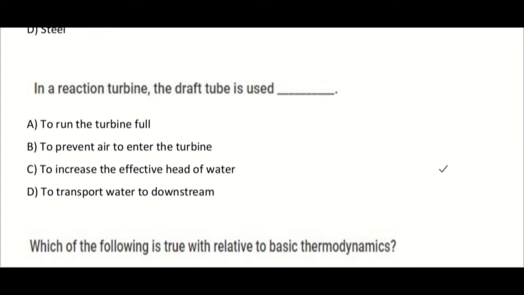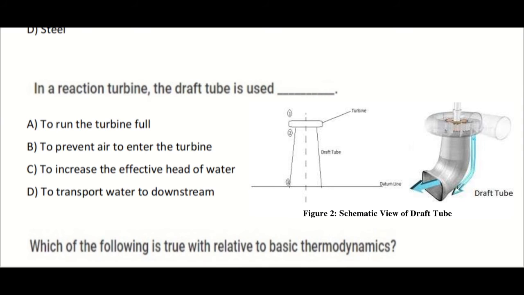In a reaction turbine, the draft tube is used. Why is the draft tube used in a reaction turbine? The primary function of the draft tube is to reduce the velocity of the discharged water to minimize the loss of kinetic energy at the outlet.